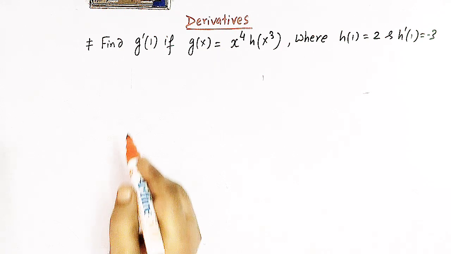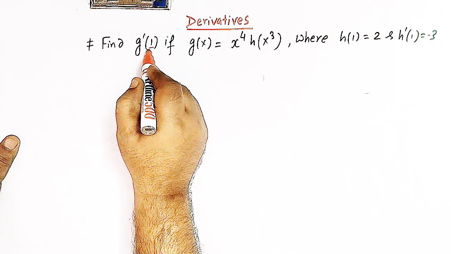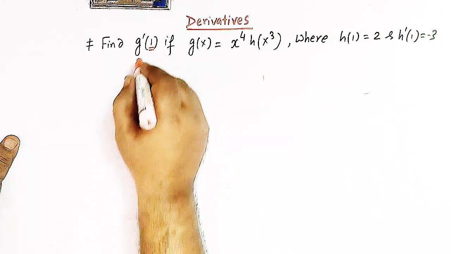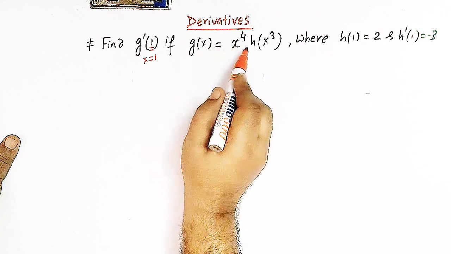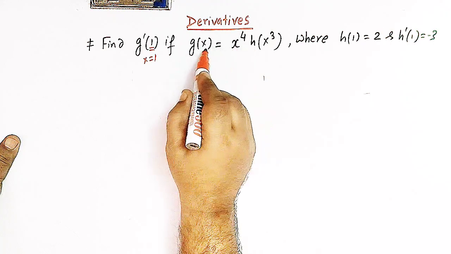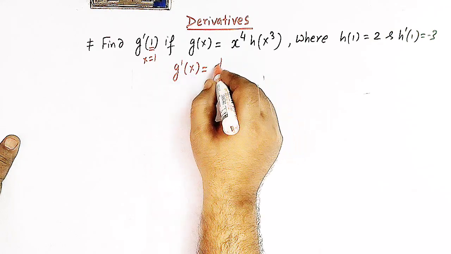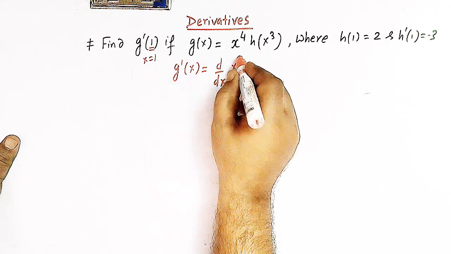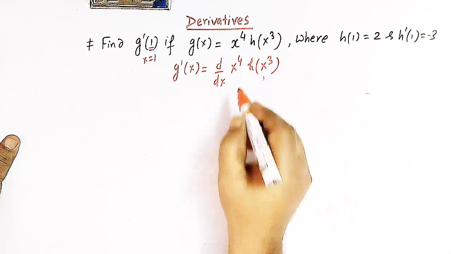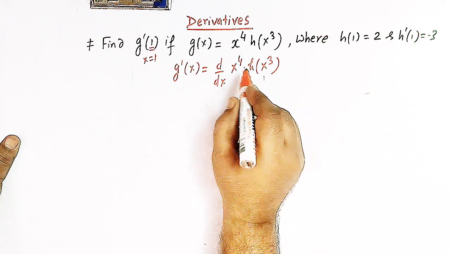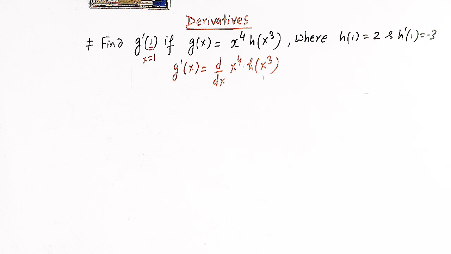So here we have to find the derivative of g of x at this point, that is x is equal to 1. For this, we'll find the derivative of g of x. So g prime of x is given by the derivative of x raised to 4 times h of x cube. Here we have the product of two functions, so we can make use of the product rule for derivatives.